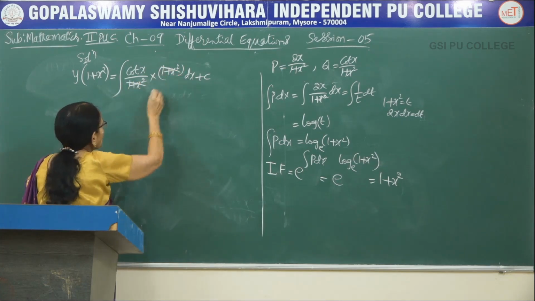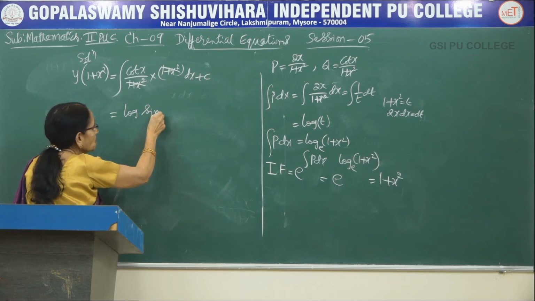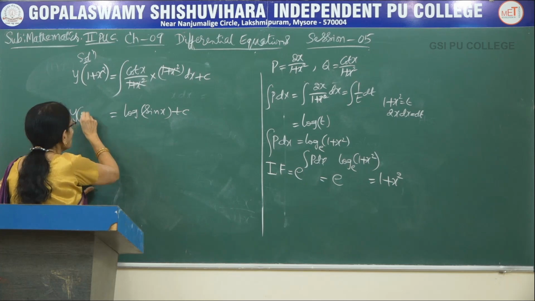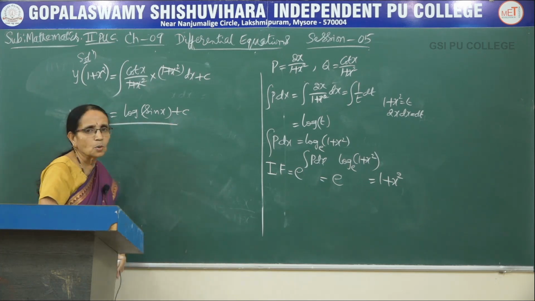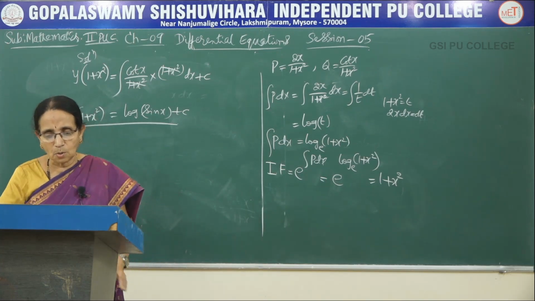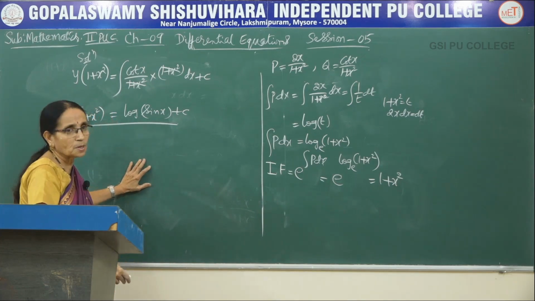So these two can be cancelled. So what is the integral of cot x? It is log of sin x plus the constant. So it is y into 1 plus x square is equal to log of sin x plus the constant, is the solution. Now you can stop here. Okay, this itself is the solution.